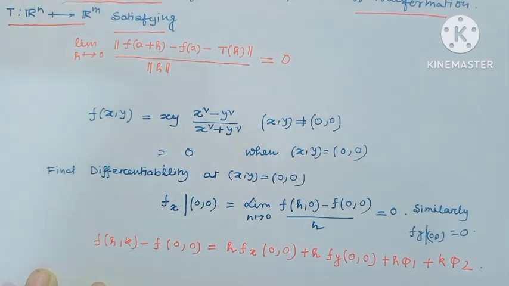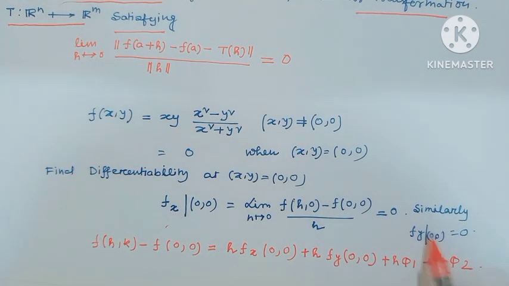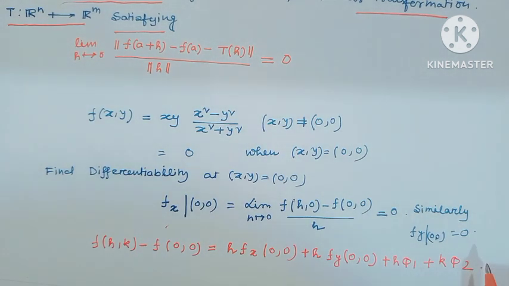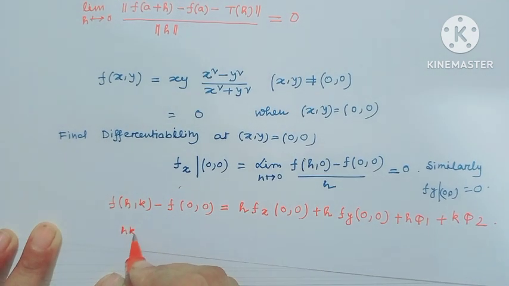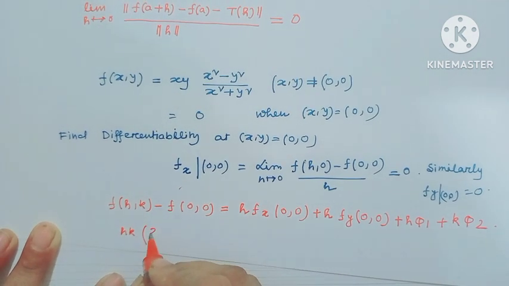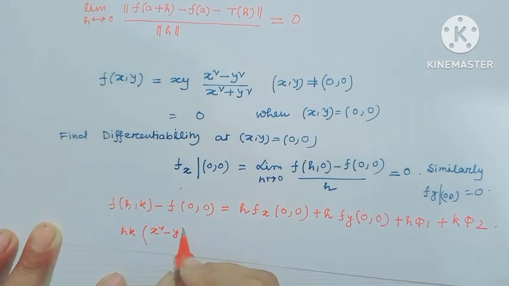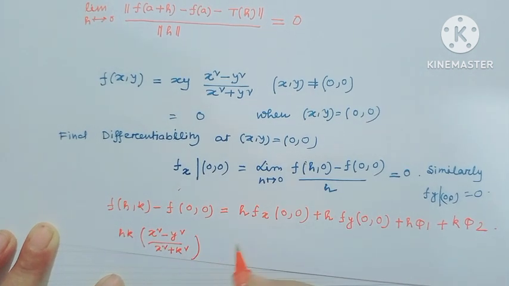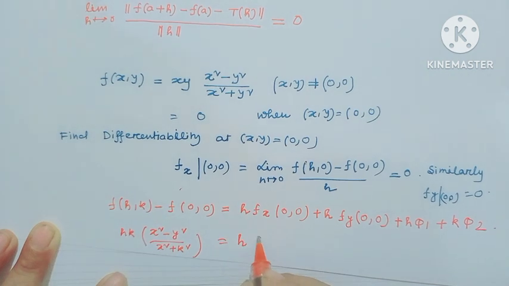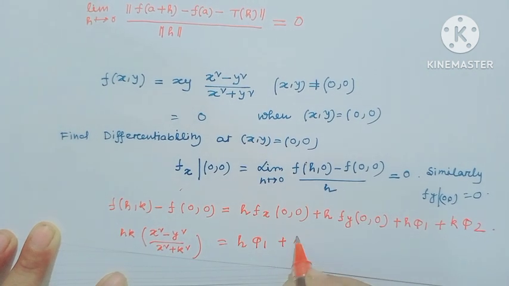Okay, and here I have got fx and fy, this value is 0. Therefore f(h, k) equals hk times (h square minus k square) divided by (h square plus k square), equal to h phi1 plus k phi2.